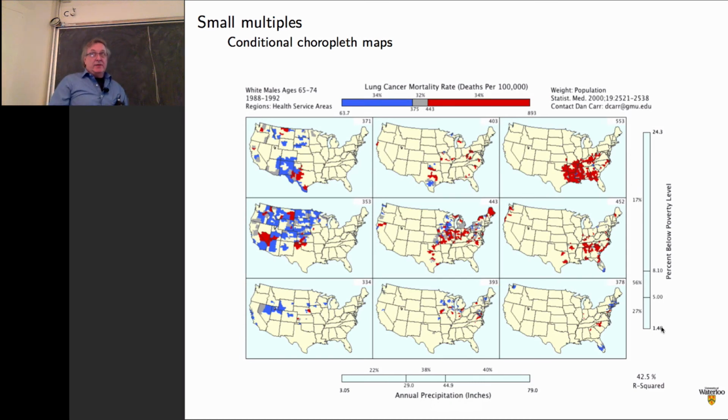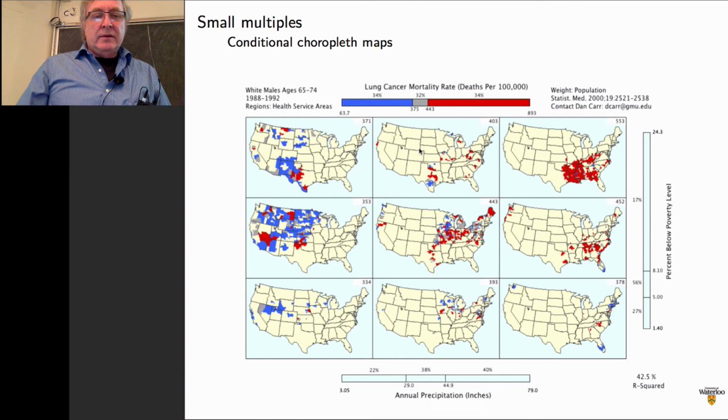Here's another modeling exercise. These are called conditional choropleth maps. They're choropleth maps showing colors by region. Here we're looking at a much smaller aggregation level than the states: health service areas. We're looking at white males, 65 to 74, from 1988 to 1992, and lung cancer mortality, deaths per 100,000.